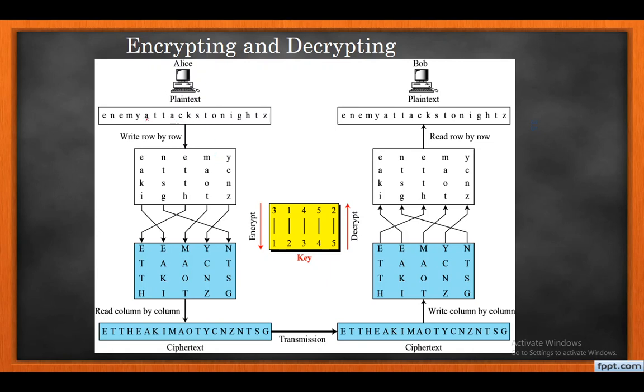Again the same message has been taken: enemy attacks tonight. If you see this Z, it is added extra. This is the key which is given to us, 3 1 4 5 2. When I see the key, I know the maximum number of columns will be 5. So the message has been written in terms of 5 columns, and wherever the matrix was incomplete, an arbitrary letter has been added. The letter added is Z.